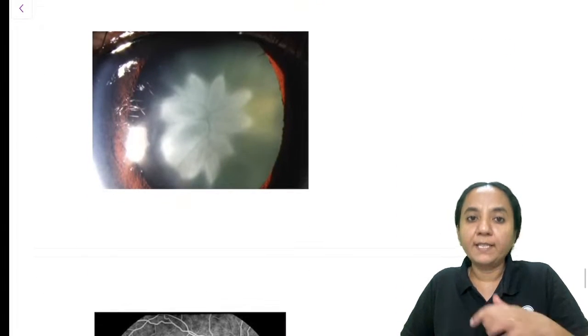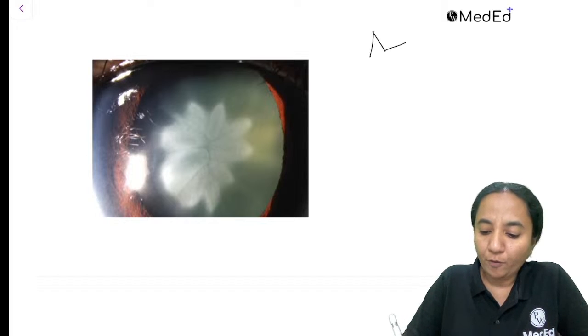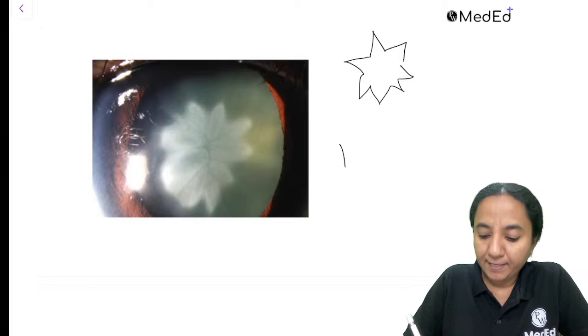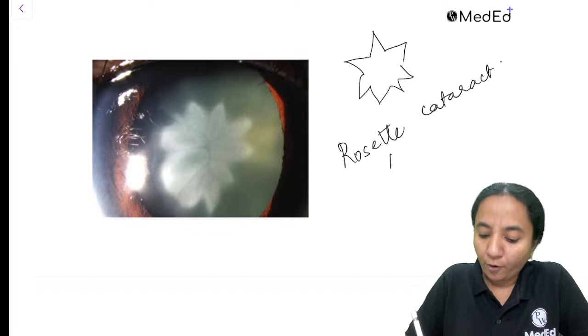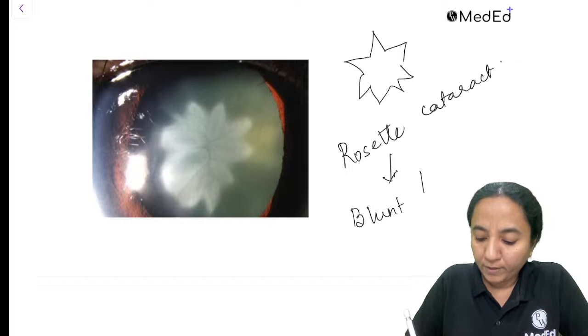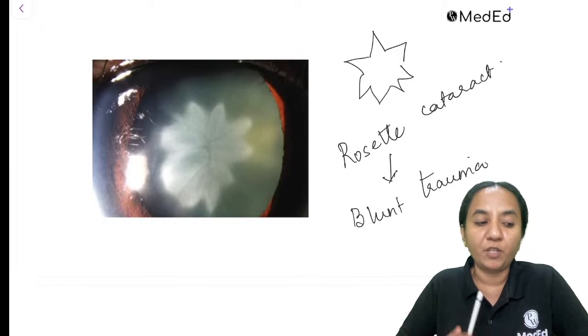Next, what is this cataract that you see here? In this, you see this kind of a flower-shaped whitish opacity. This is typically called the rosette cataract. And where do we get to see a rosette cataract? Rosette cataract is seen in blunt trauma. So this is what a rosette cataract seen in blunt trauma looks like. Again, another very important image for IBQ.